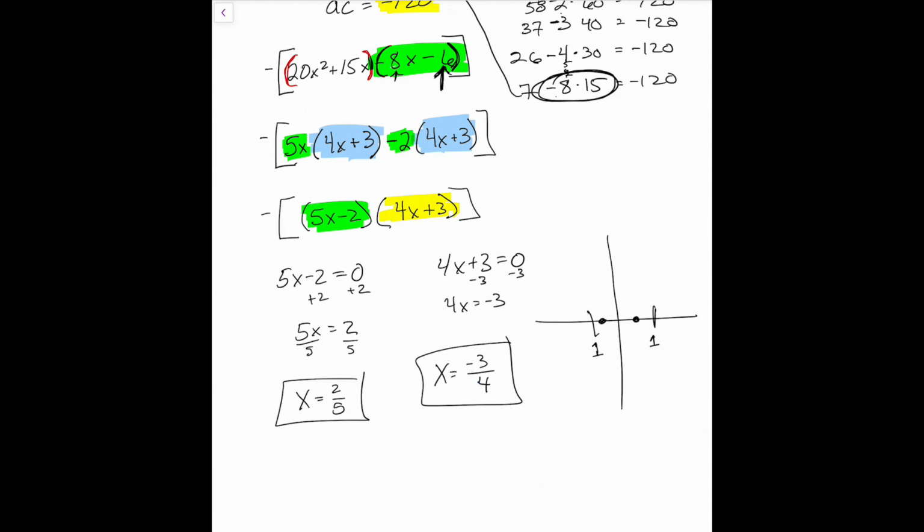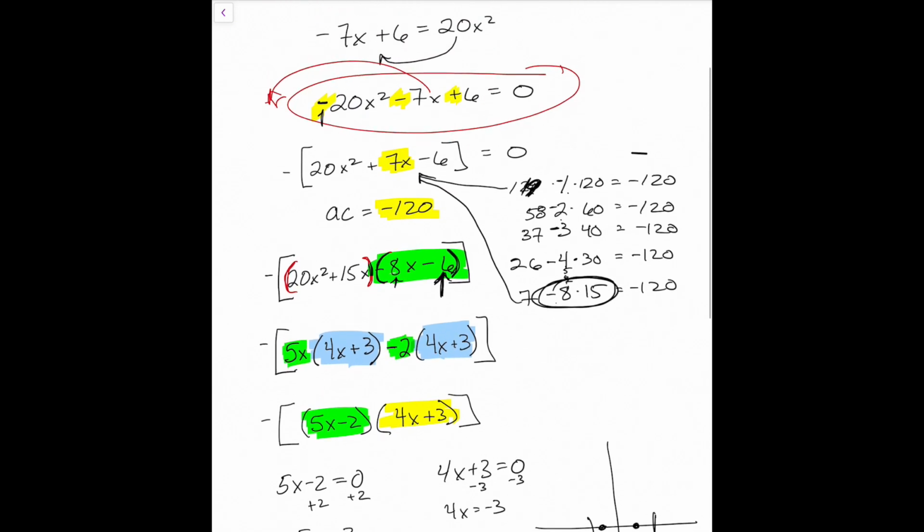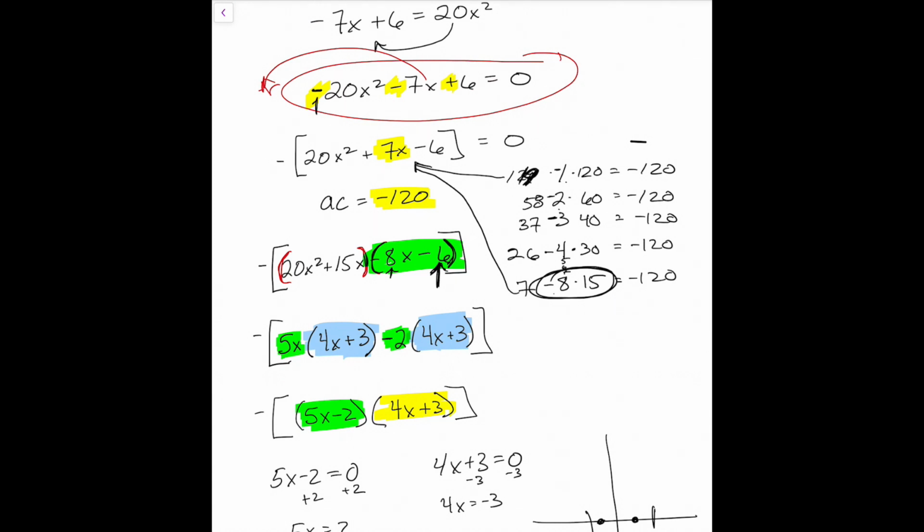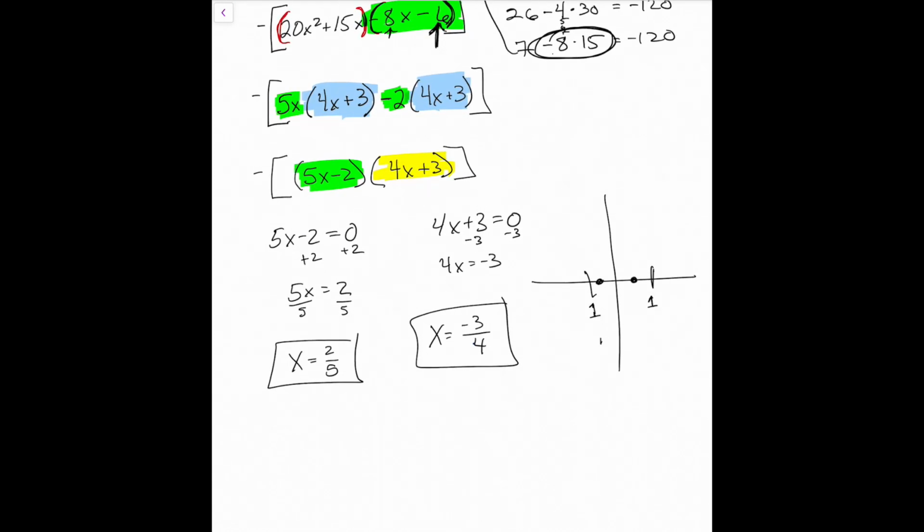And is this an open circle? Does this open up or down? It's a negative. This is a negative leading coefficient, so that means that it opens down, right? Something like that. It's not exactly it, but something like that. Okay, so that's that one.